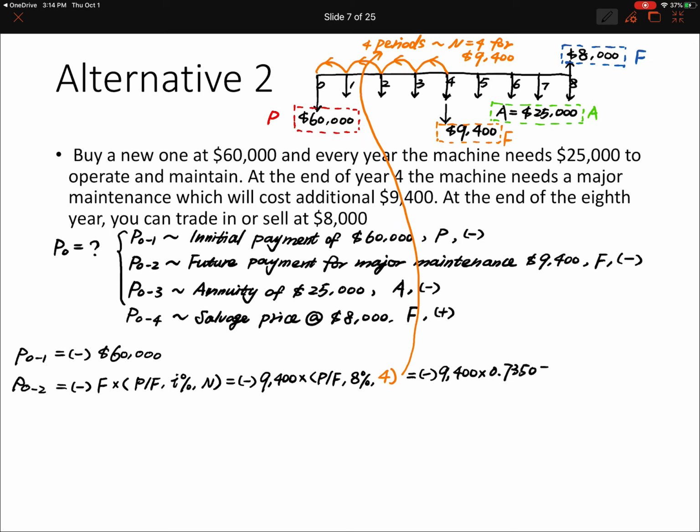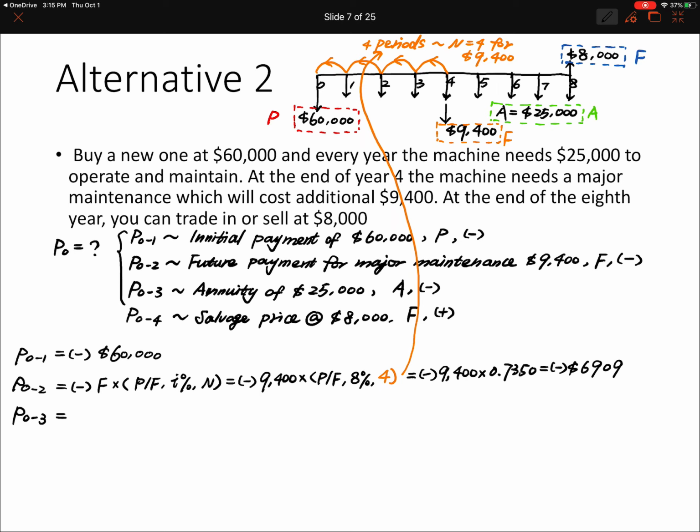So the factor is 0.7350. And the end result for this part is 6909.